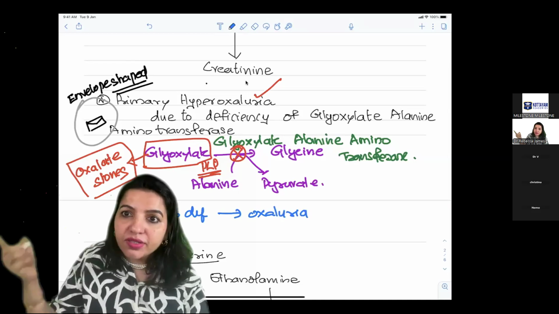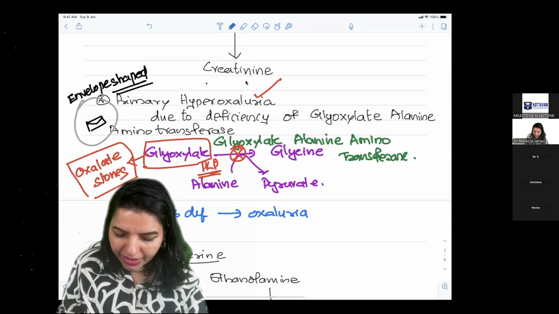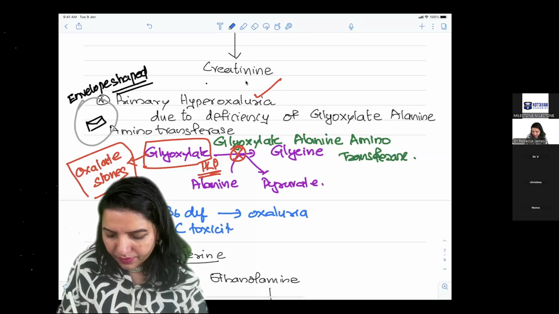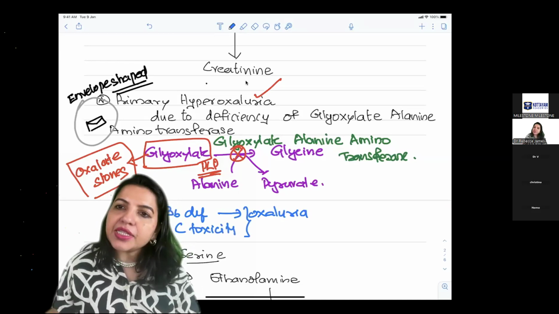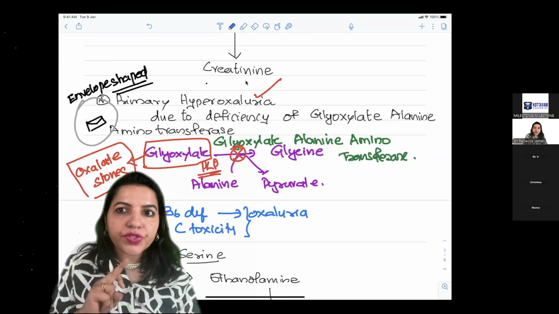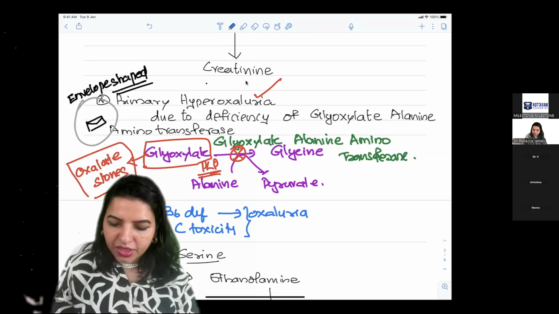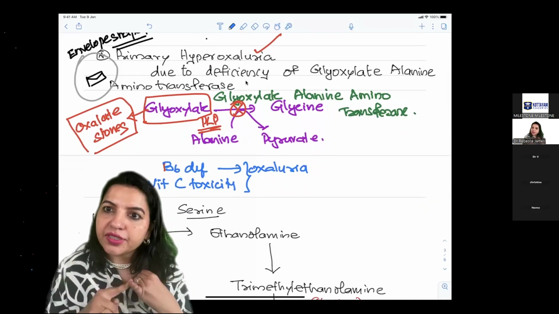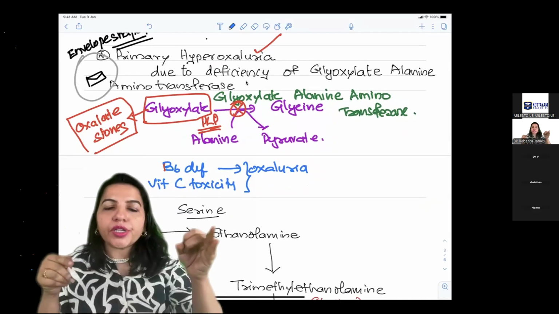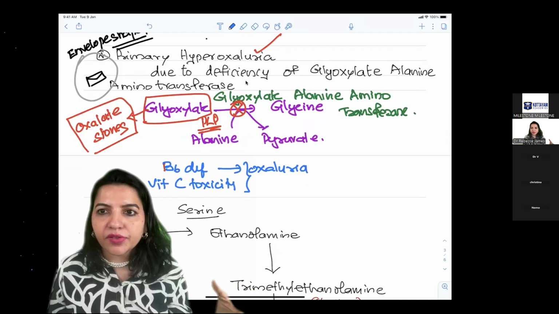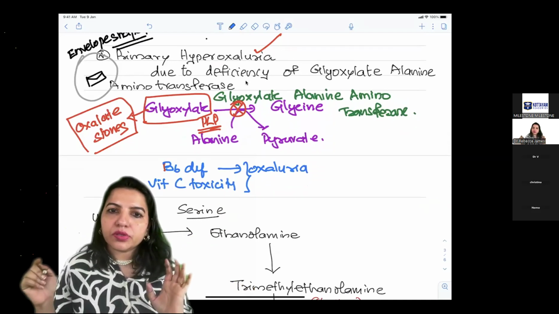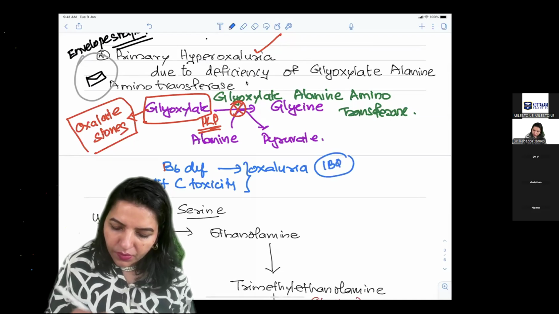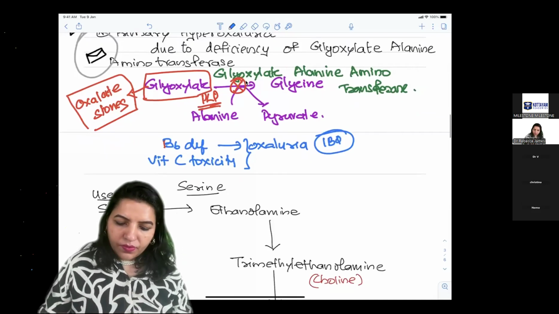One vitamin toxicity can cause oxaluria, and that is vitamin C toxicity. Vitamin C toxicity, one vitamin deficiency, B6, can cause oxaluria. Okay. So if a case of B6 deficiency is given and in the urine microscopy envelope shaped crystals are given, it means that it is oxaluria. This can be an image based question for you.